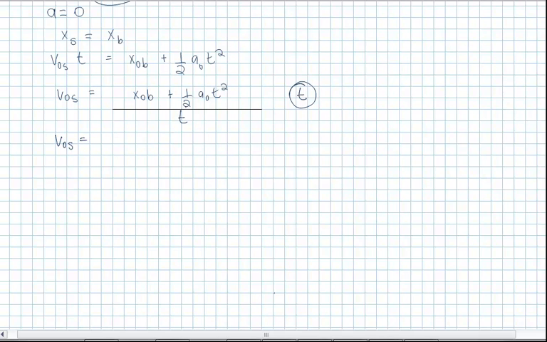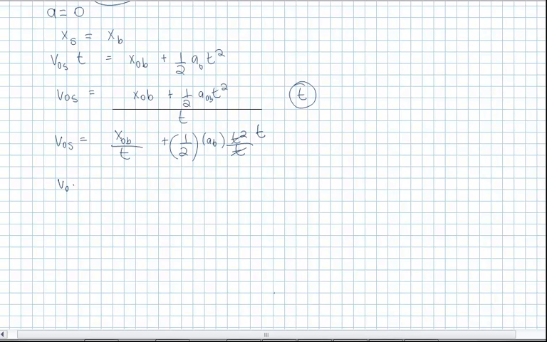So let's go ahead and replace some values here, and let's also distribute these. If we want, we can have the initial position of the bus, let me make it clear that this is a subscript, divided by time, plus 1/2 the acceleration of the bus times t squared divided by time, which is equal to Susie's initial velocity.